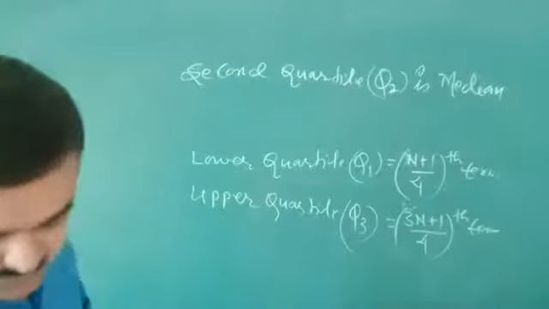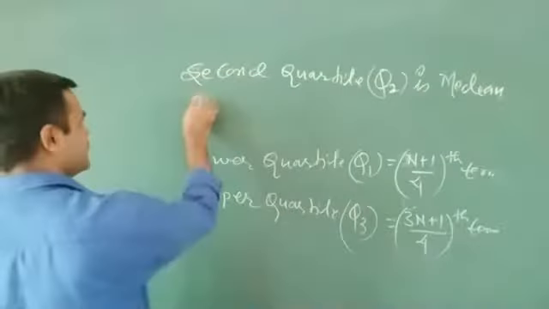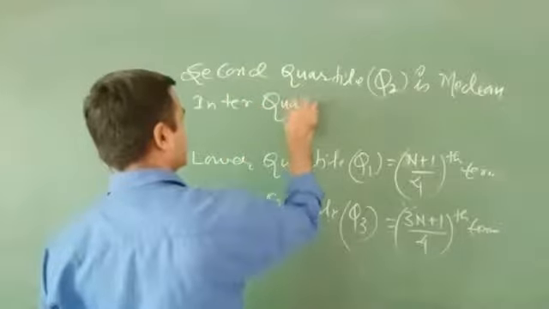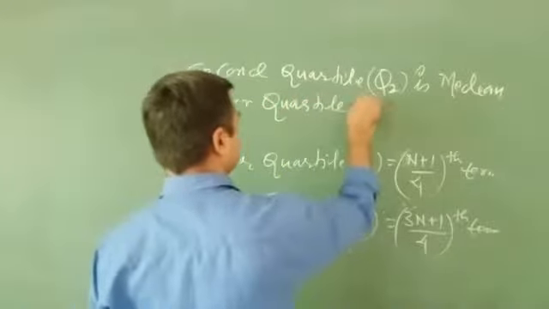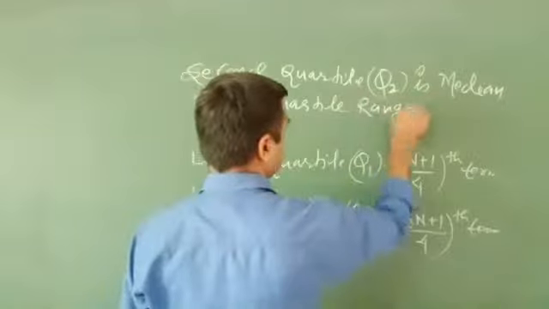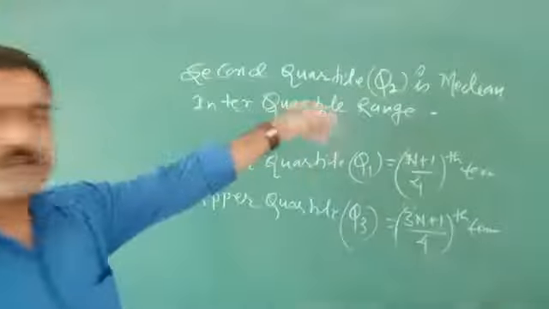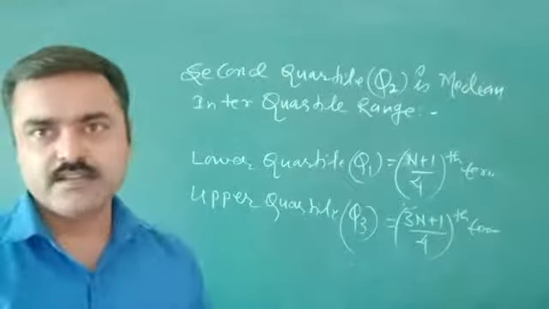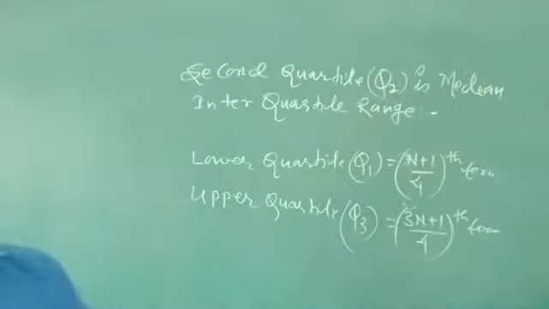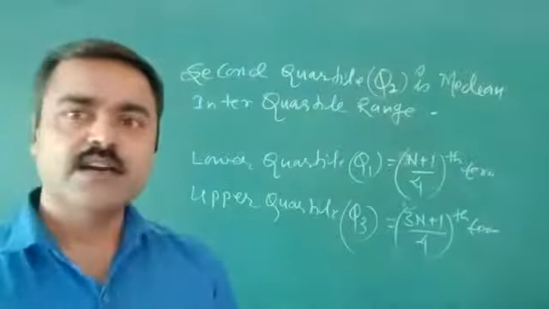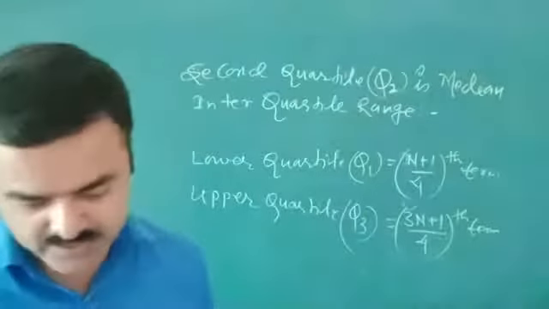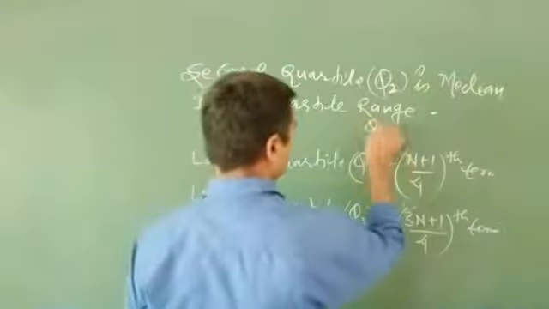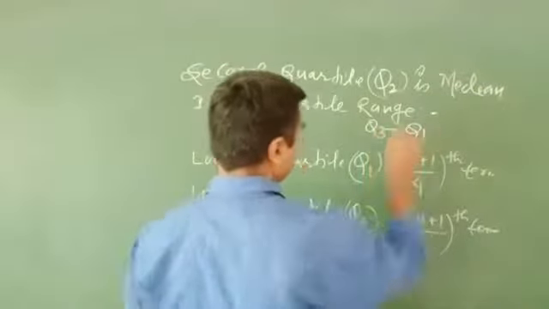Now what is interquartile range? Interquartile range. If subtract from Q3 to Q1, then that will be interquartile range. Any difference of upper quartile and lower quartile is known as interquartile range, and this is equal to Q3 minus Q1.